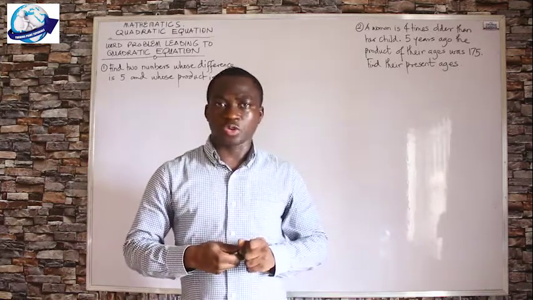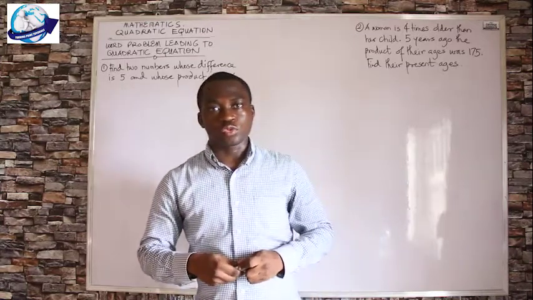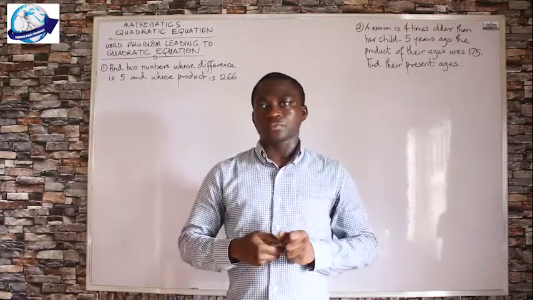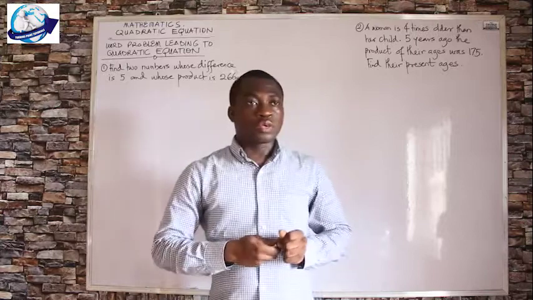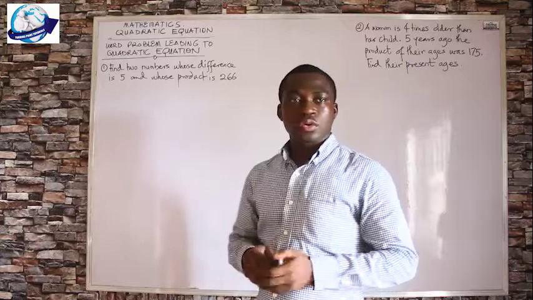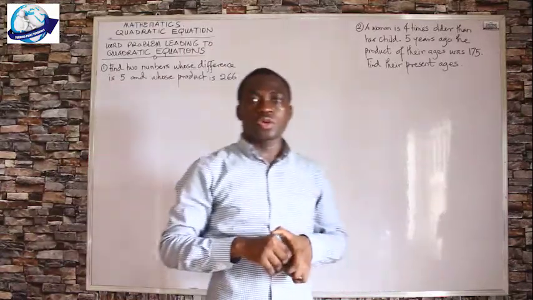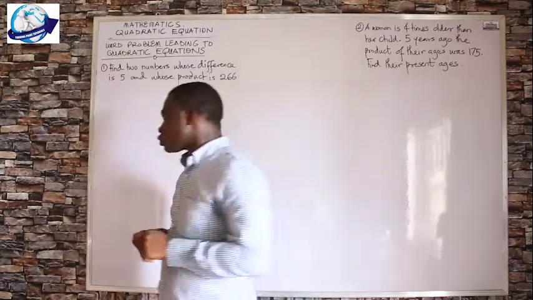aspect of quadratic expression, and this actually is a gray area. Students love to dodge it, but let's see if we can help ourselves. We're looking at word problems leading to quadratic equations. Okay, let's go straight to the first question here.